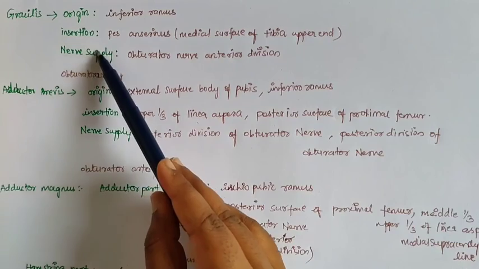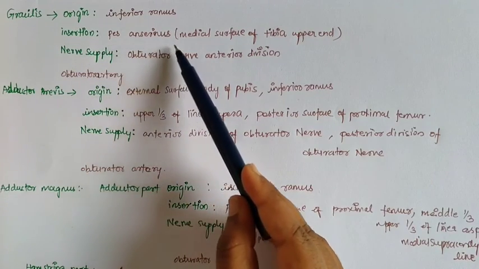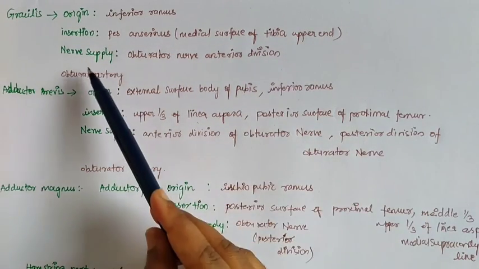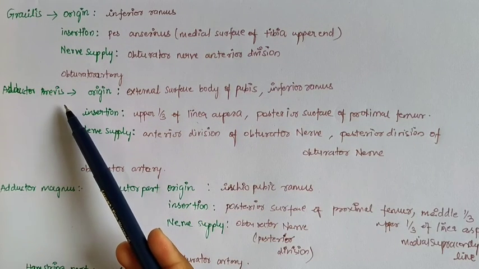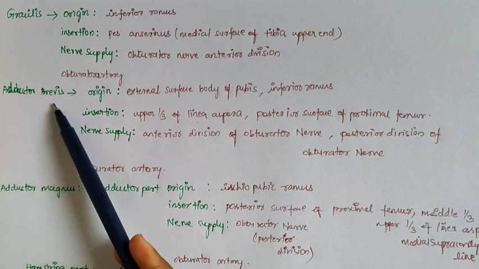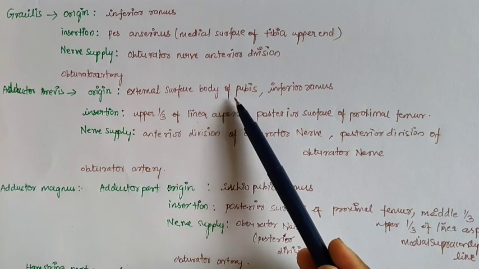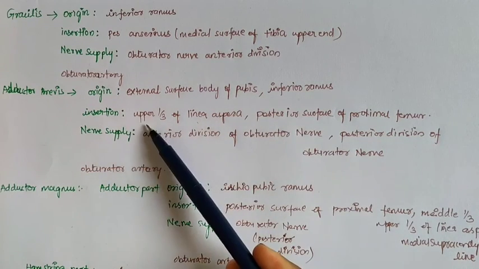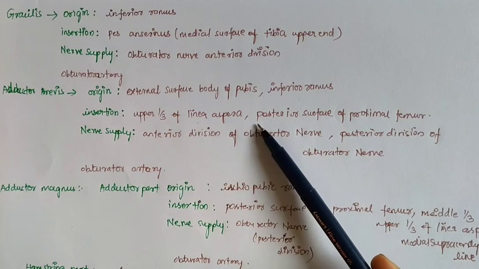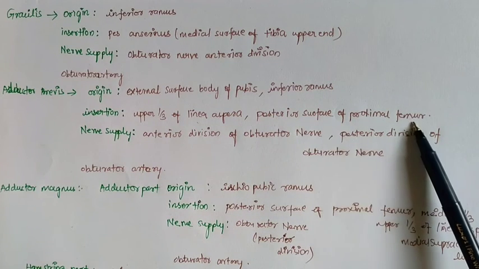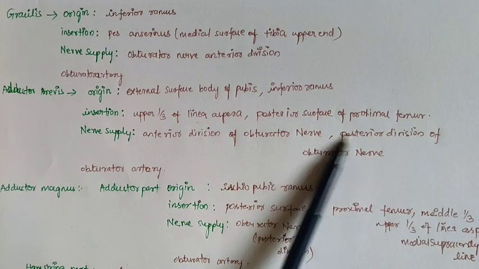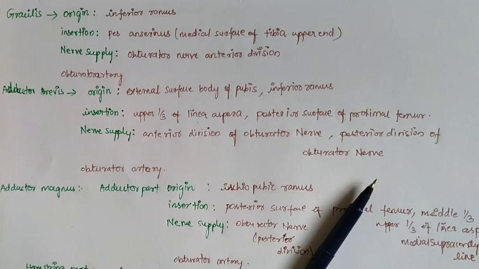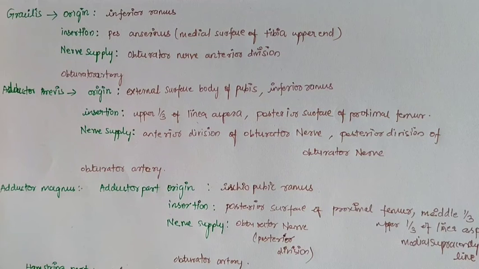Gracilis: origin inferior ramus, insertion pes anserinus, medial surface of tibia. Nerve supply: obturator nerve, anterior division. Adductor brevis: origin external surface, body of pubis and inferior ramus. Insertion upper one third of linea aspera, posterior surface of proximal femur. Nerve supply: anterior division of obturator nerve and also posterior division of obturator nerve. Vascular supply: obturator artery.